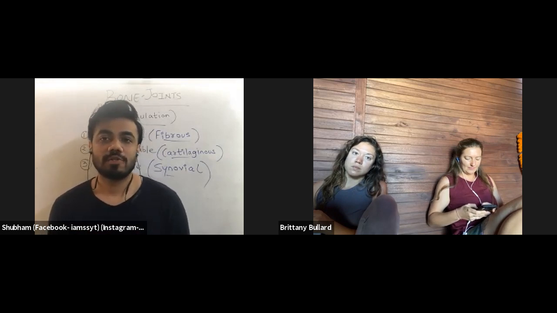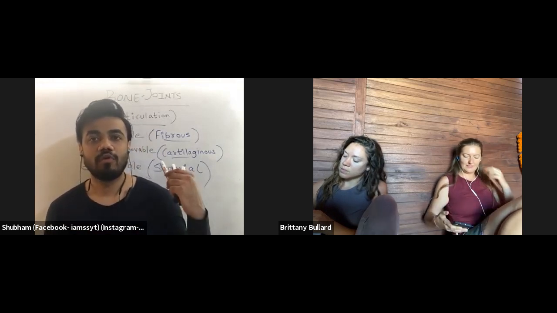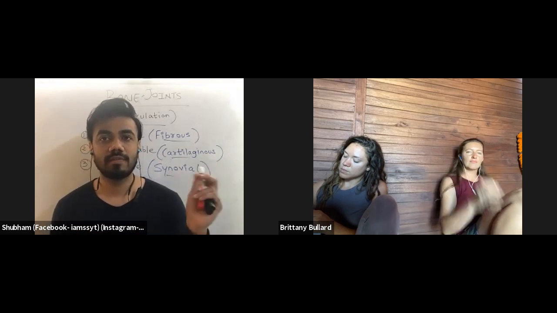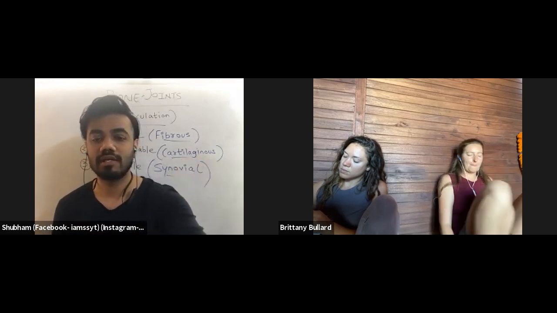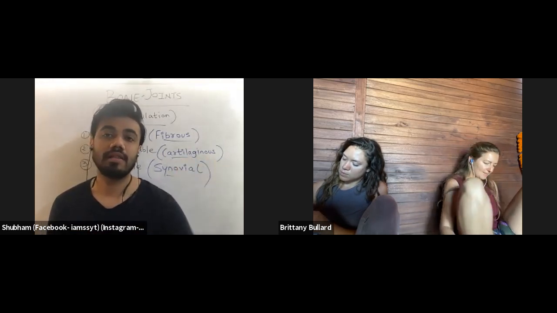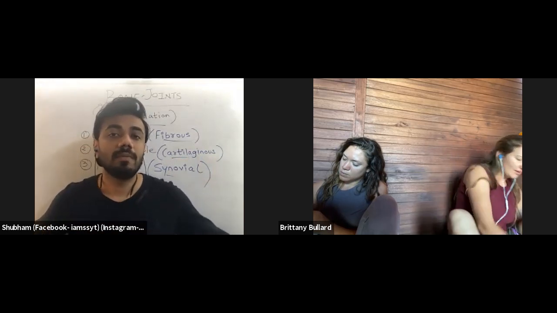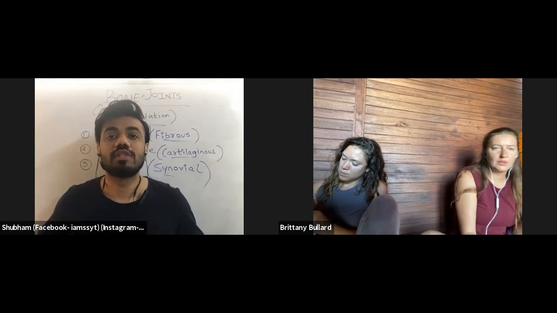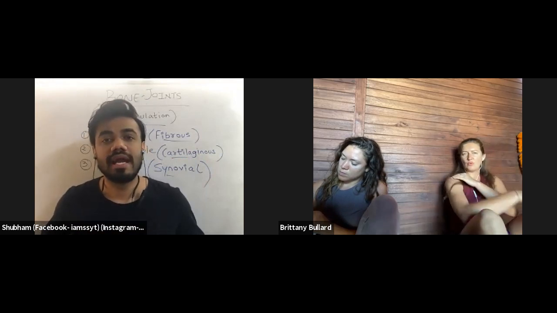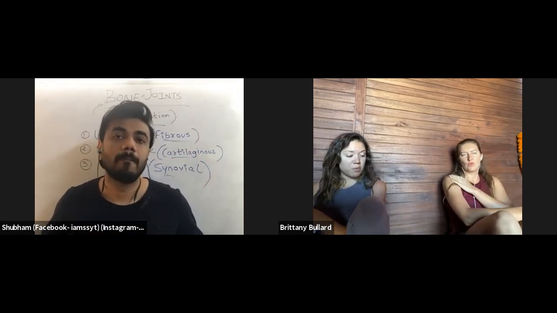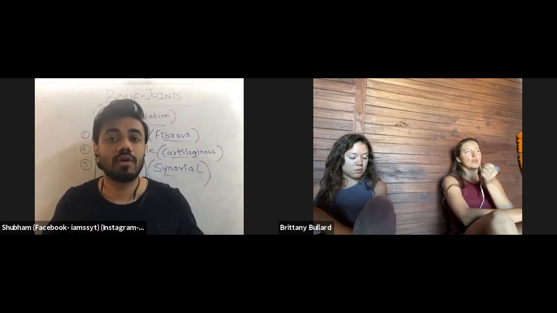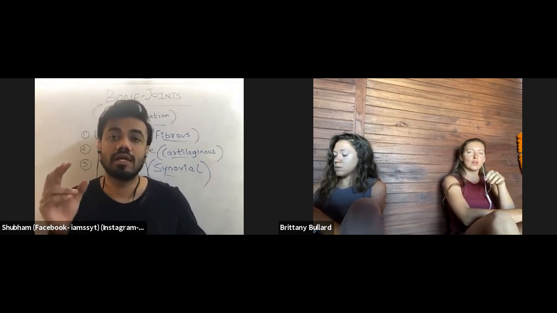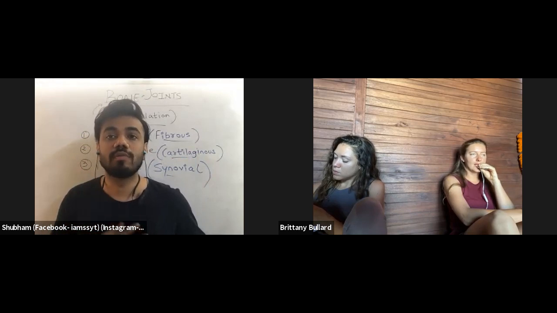Our vertebral column, spine, is semi-movable, not completely flexible. They have cartilage disc, cartilage pad. Similarly, in our ribs, the muscles of respiration, the intercostal muscles with the diaphragm, when we breathe, that time our ribs move, not completely. So they are cartilaginous bone joints, semi-movable bone joints.